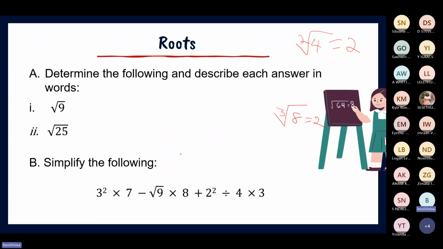What is that number that when I multiply that number by itself 2 times, it gives me a 9? You can answer both of them at the same time. What is that number that when I multiply that number by itself 2 times, because if you remember, in front of the root, if invisible, means there is a 2, it will give me 25? Give me the answers. Let's light up the chat.